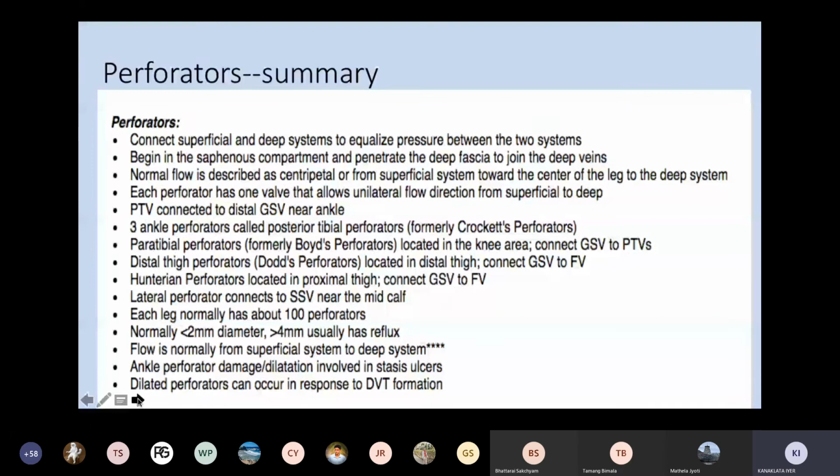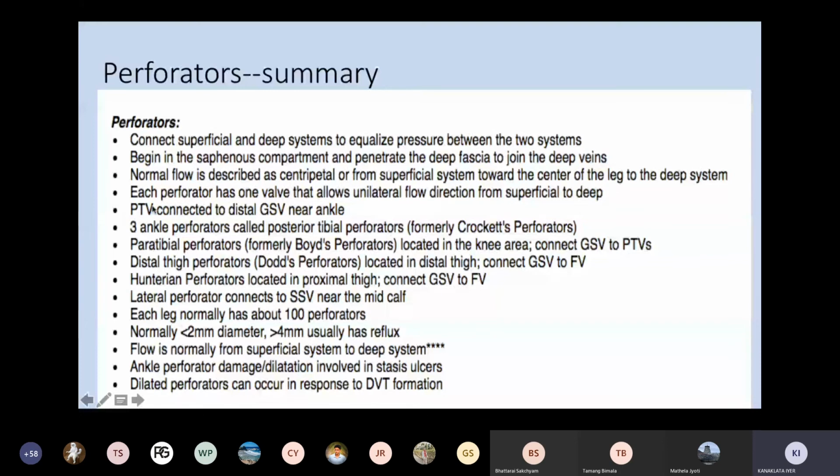Now this is a quick summary of the perforators. Right. So the perforators connect the superficial to the deep vein to equalize the pressure between the two systems. They go from the saphenous, that is the superficial compartment, to the deep compartment. Normal flow is described as centripetal because it is going from superficial to deep, and the deep veins are going towards the center. That is how it is centripetal. Each perforator has at least one unidirectional valve. Once again, the flow is directed from superficial to deep.